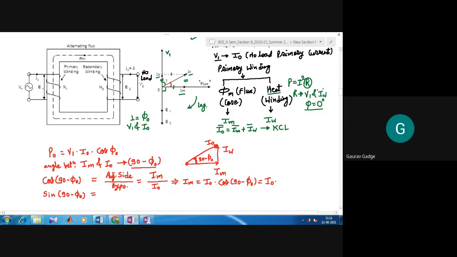Fine. Now, I naught into cos of 90 minus phi naught. So we have to find out the value of cos of 90 minus phi naught. So can anyone tell me what should be the value?